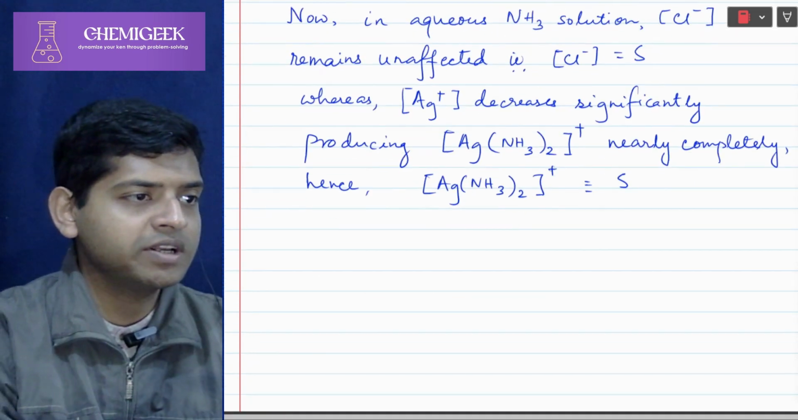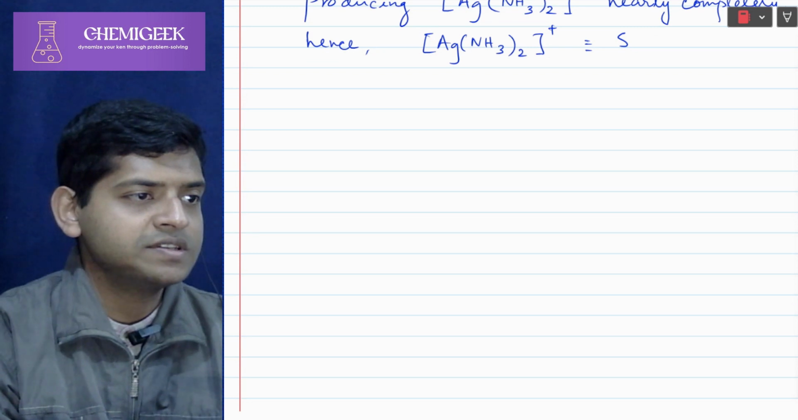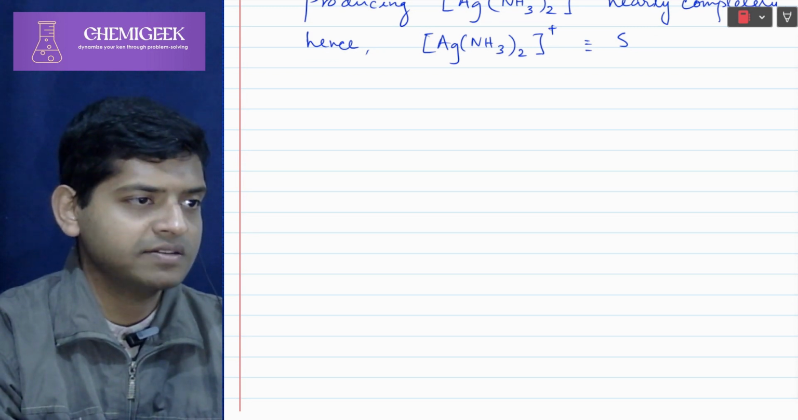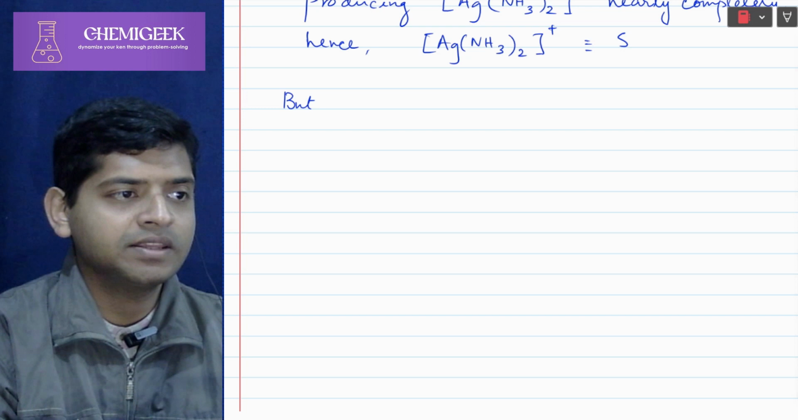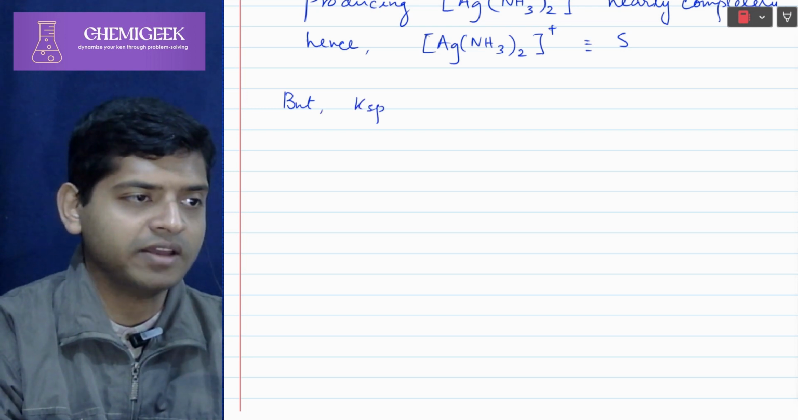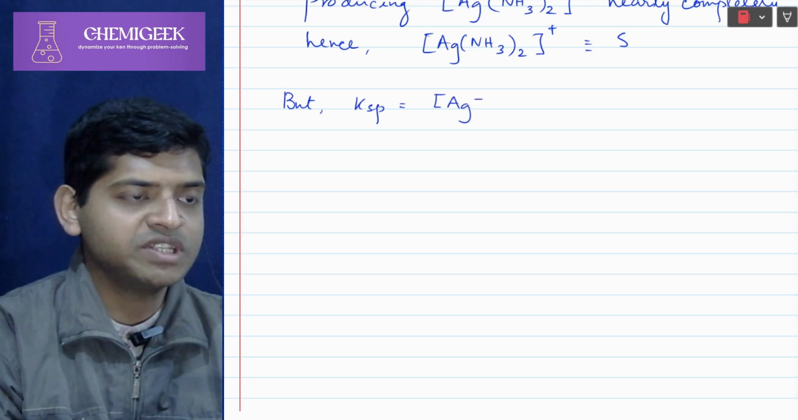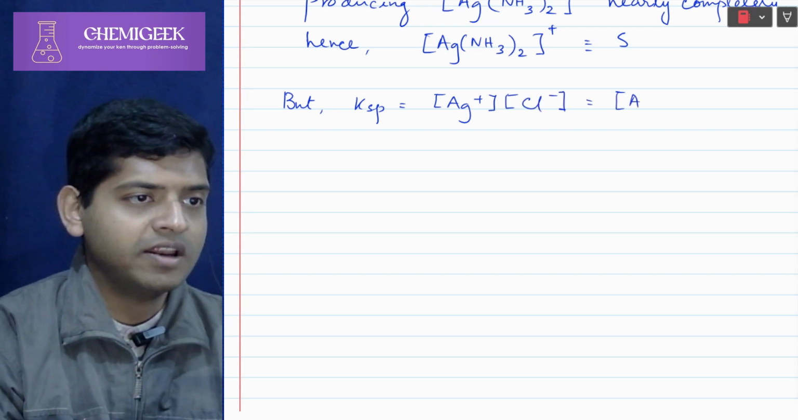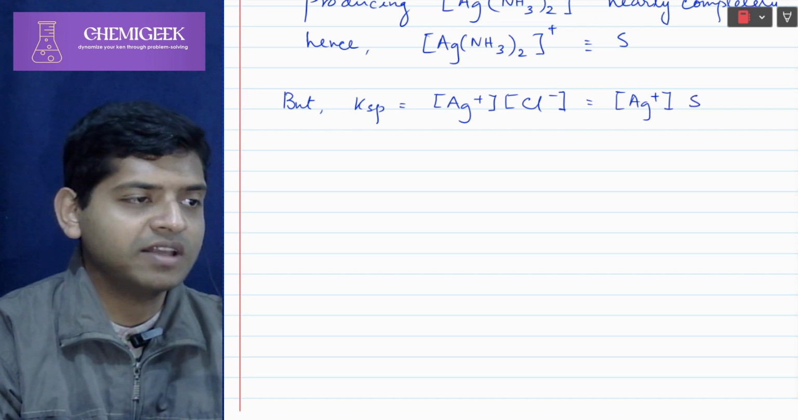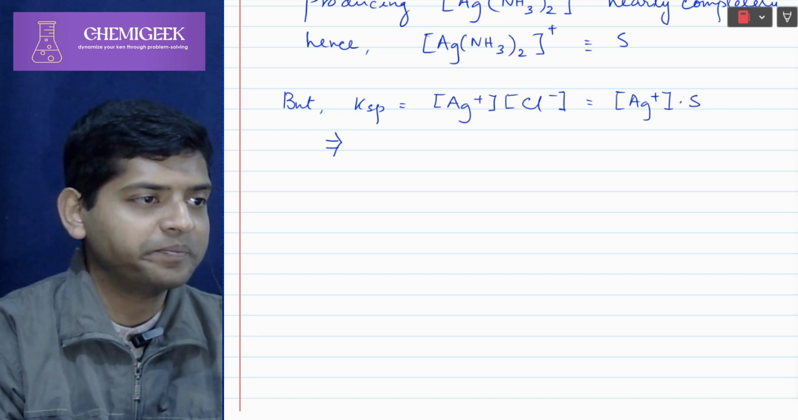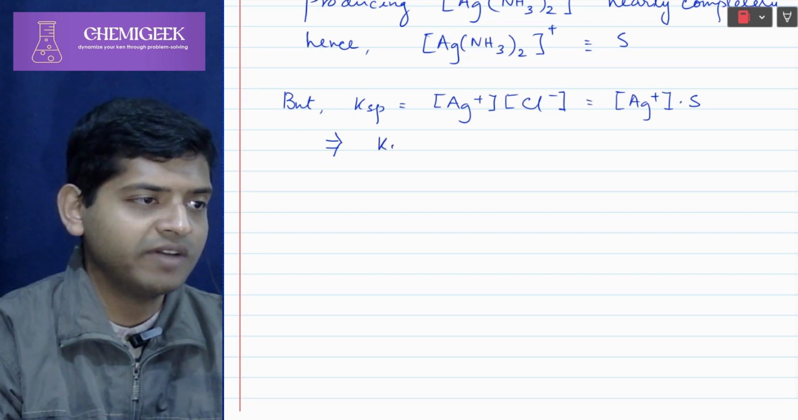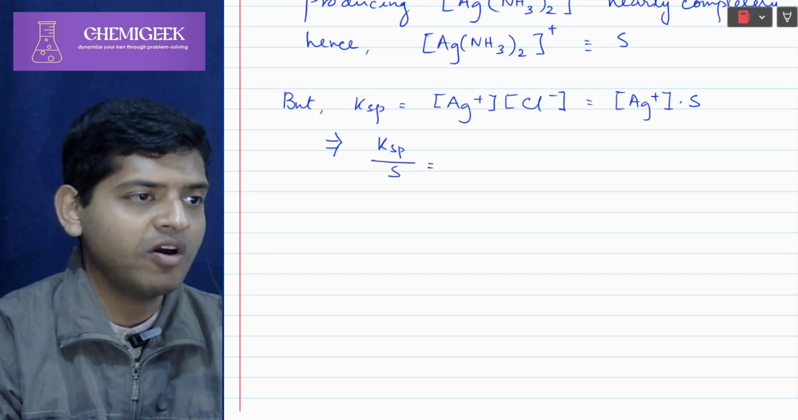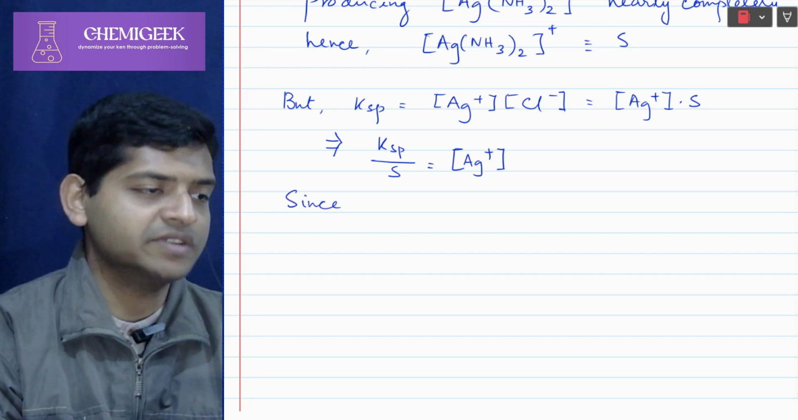But the solubility product is equal to the silver ion concentration multiplied by the concentration of the chloride ion, which is equal to the concentration of silver ion multiplied by capital S. Now, if we take this capital S to the other side of the equation, we get the solubility product divided by the solubility of the chloride is equal to the silver ion concentration.